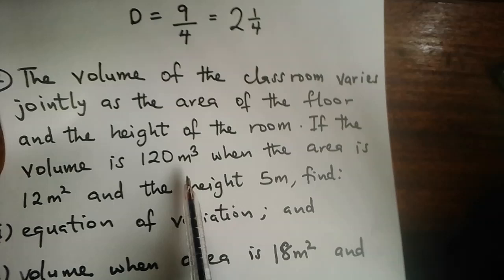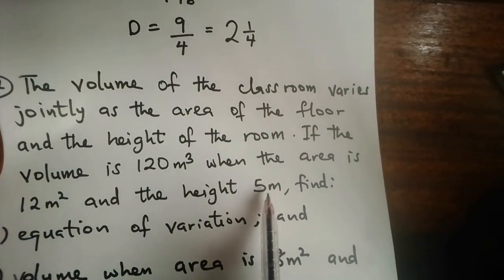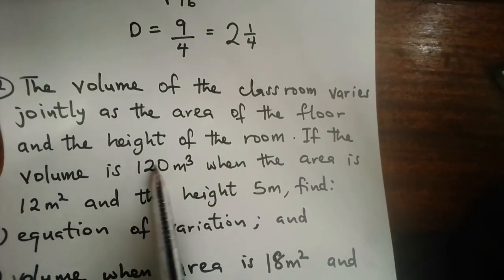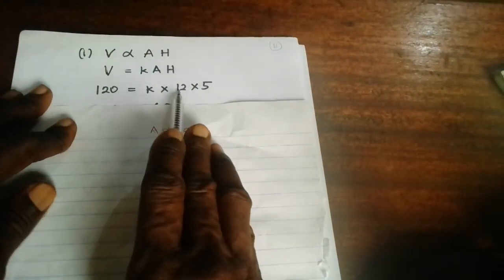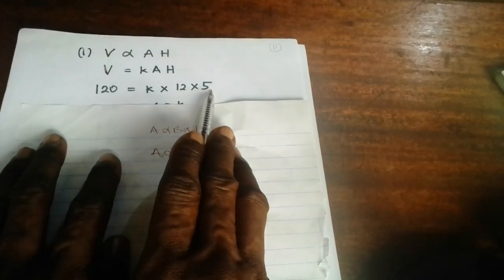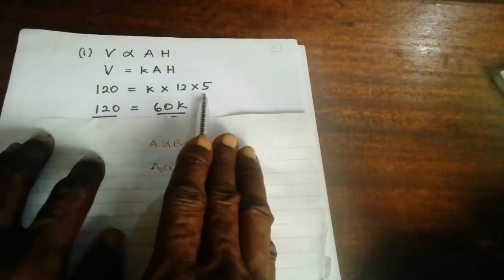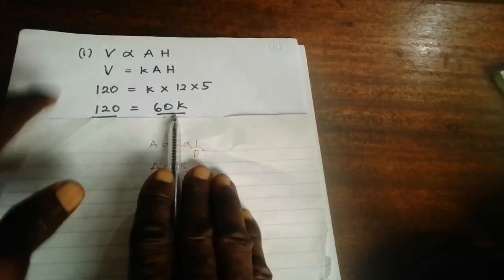Now you are told that the volume is 120 meter cube when the area is 12 meter square and the height is 5 meter. So what you do is substitute the value for the volume, the area and the height into this. So when you substitute, for volume we have 120 is equal to K times area is 12 and times the height is 5. So 120 should be equal to K times 12 times 5 will give us 60K. To get K, you will divide both sides by 60.